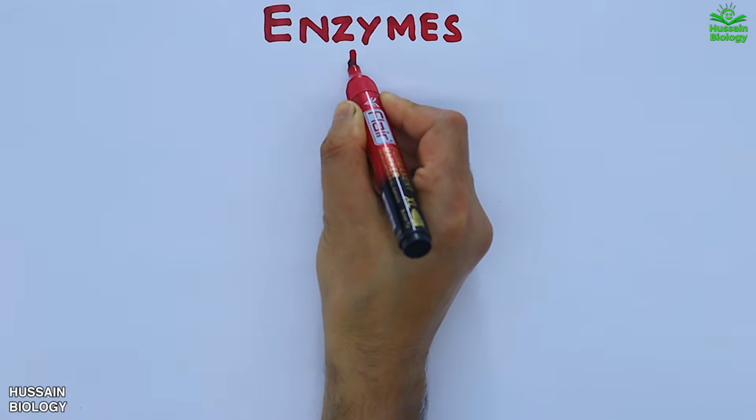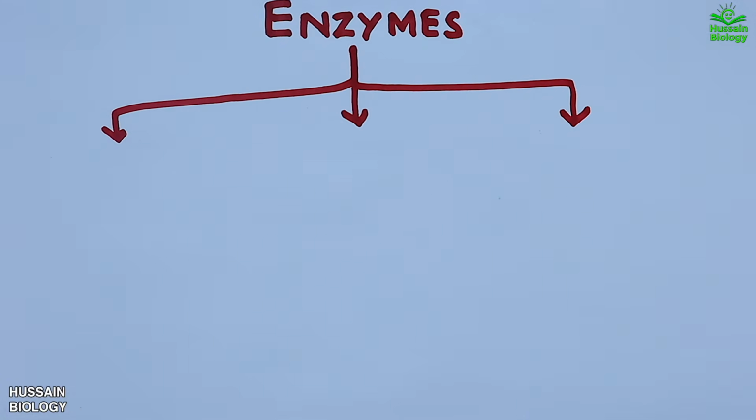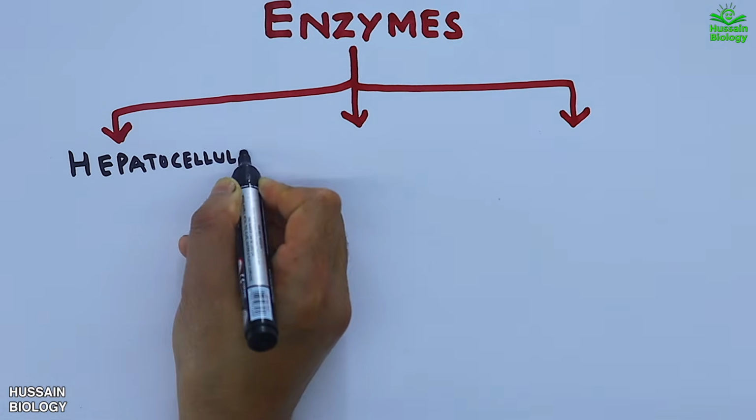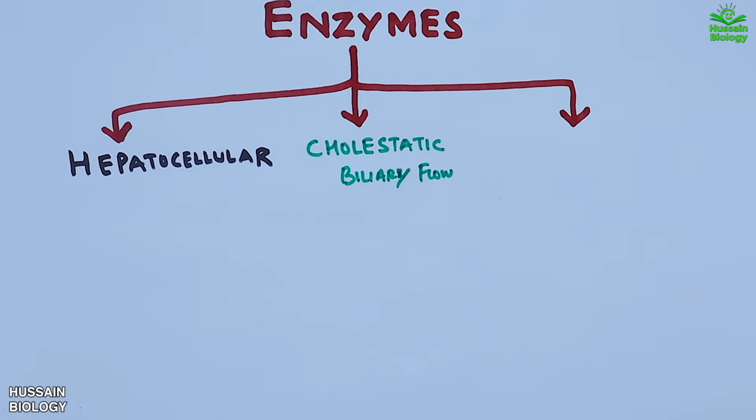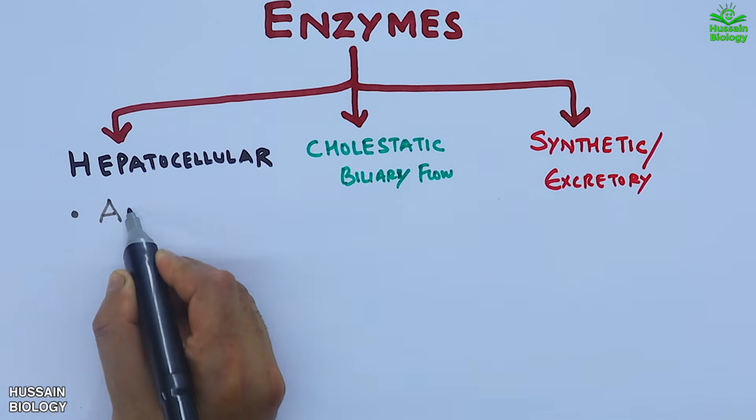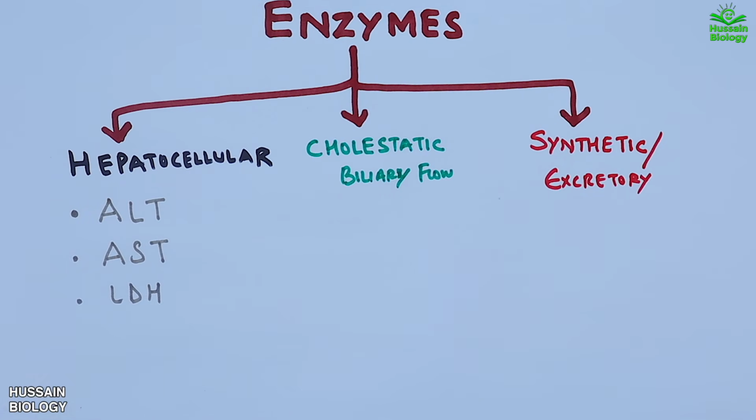Now let's move on to the classification of liver-related enzymes and markers. In this diagram, we can see the liver markers and enzymes are broadly divided into three main categories: hepatocellular markers, cholestatic markers, and synthetic or excretory markers. Let's begin with the hepatocellular markers. These enzymes are used to assess injury to the liver cells, known as hepatocytes. The major markers in this category include ALT, AST, and LDH. Elevated levels of these enzymes often indicate damage to the liver cells.